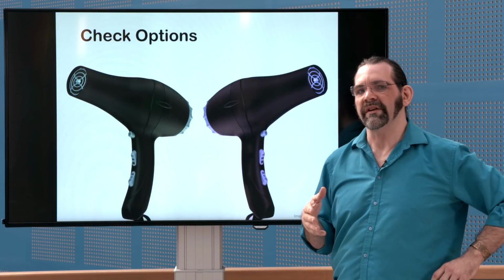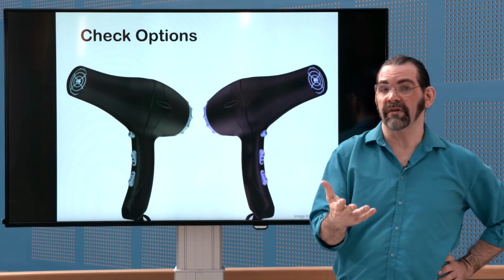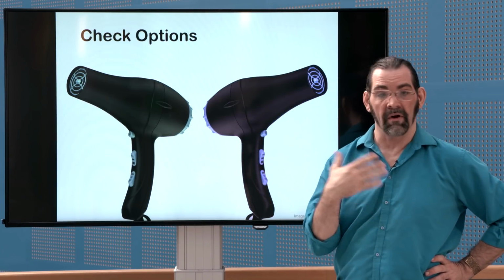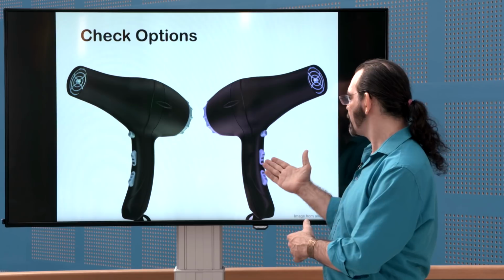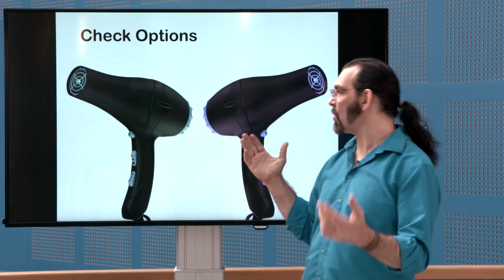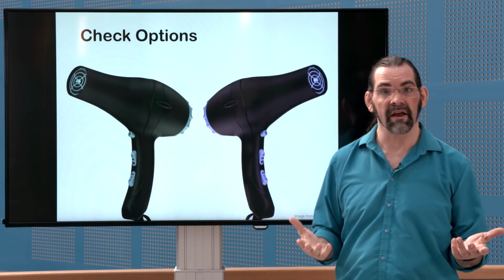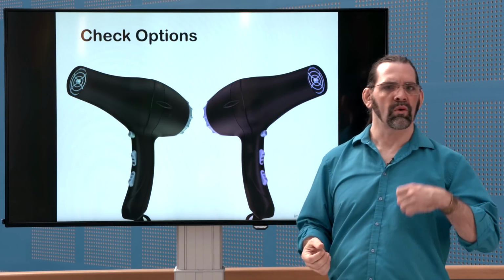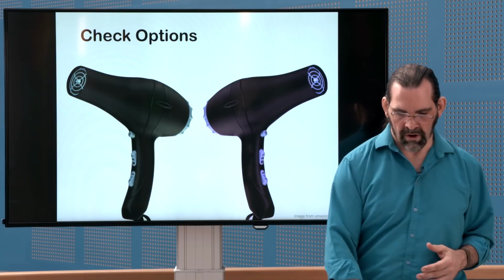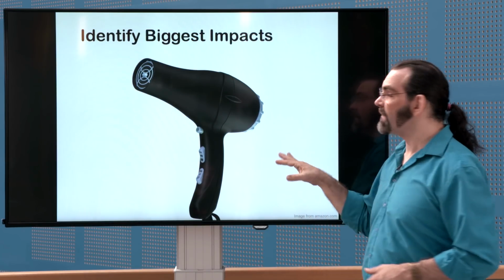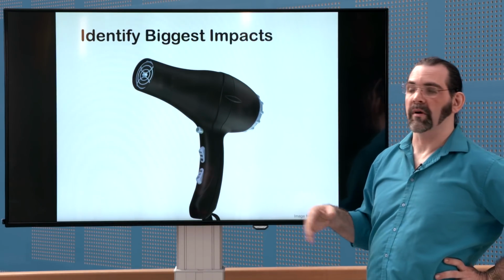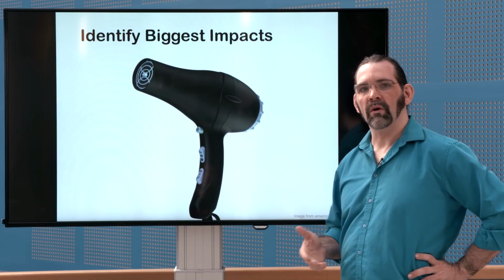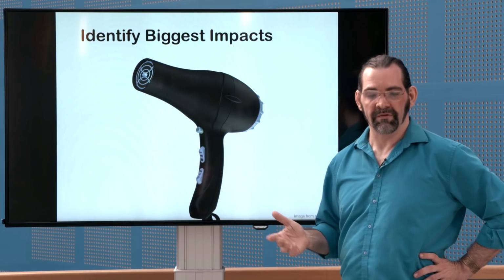And just a little more detail on all these things that you might use LCA for. Again, checking options can be super quick, just a few minutes, saying, should we use ABS plastic or PET plastic, something like that? Or should we use injection molding or extrusion, etc.? But then identifying the biggest impacts is a more detailed analysis. And again, this can take a few hours to a few days.